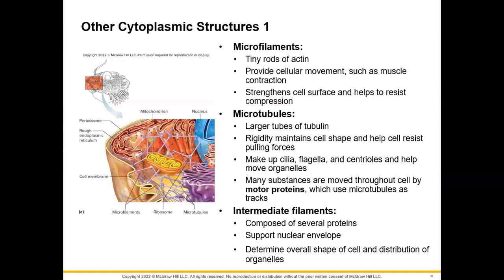Intermediate filaments are composed of several proteins. They support the nuclear envelope. They determine the overall shape of a cell and the distribution of the organelles. You can see how the protein rods hold things in an organized manner so that they have the correct shape and spacing, and they connect the organelles, which is why they can be used as tracks for the motor proteins.